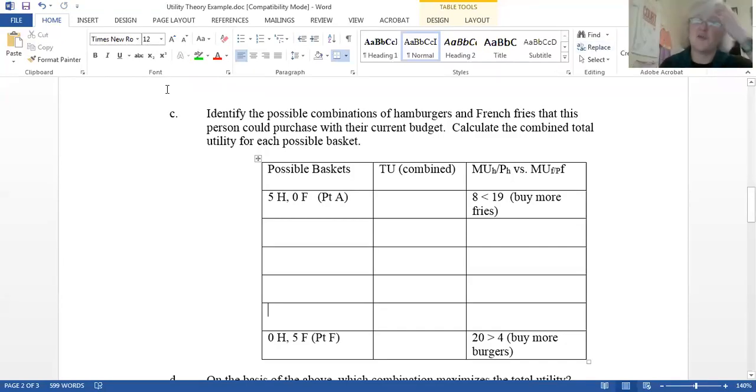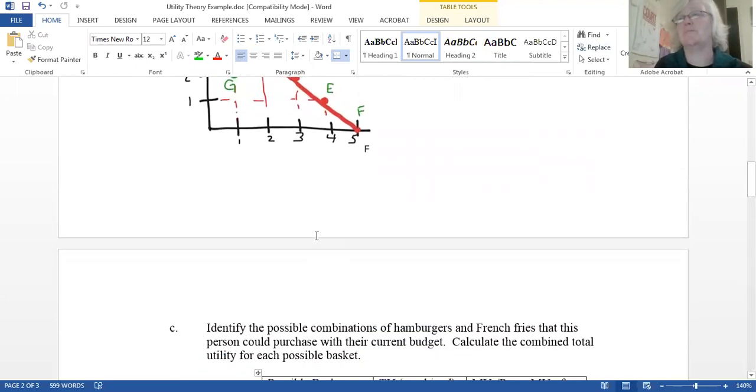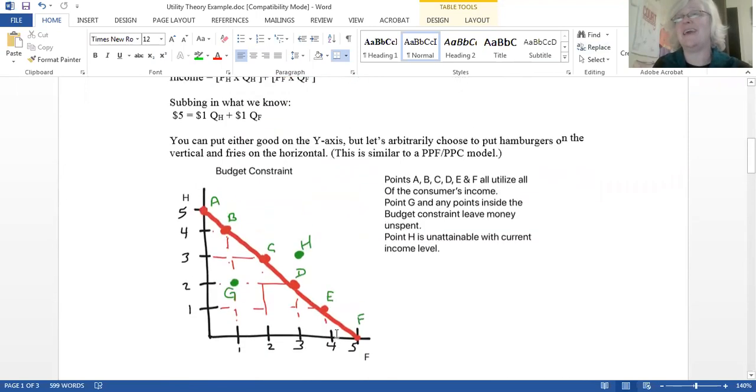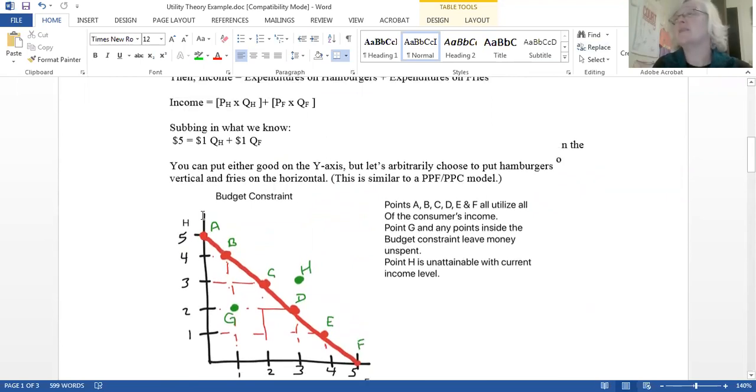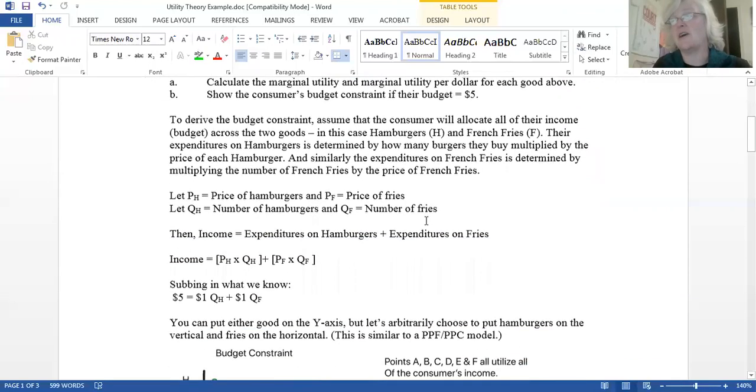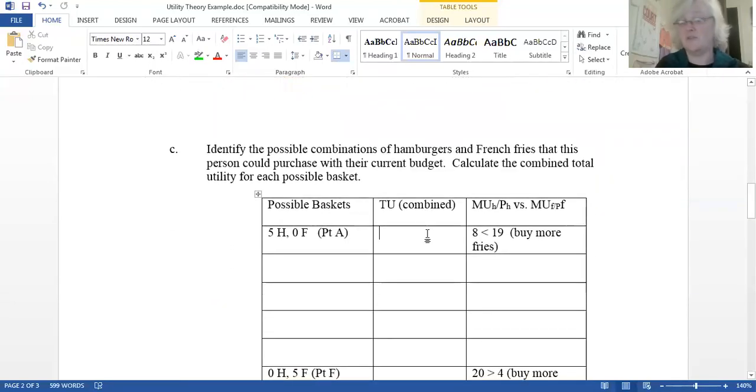All right, sorry about that. I had to take a quick break, but I'm back. And so now we're going to look at the total utility of the different options that we found from our budget constraint. So at 5 hamburgers and 0 French fries at point A on this graph, let's go up here and see what would be the total utility. So we're going to go to 5 hamburgers on my chart here. Gives me 66 total utils. I'm not buying any French fries, so 66 total utils is going to be my combined, okay?